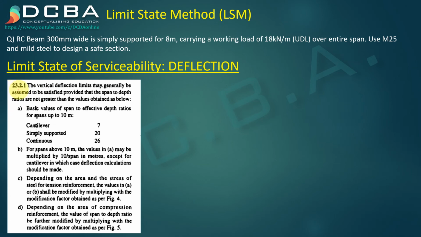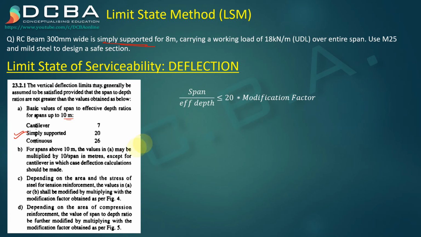It is given in clause 23.2.1 of IS 456, and what it says is the vertical deflection limits may generally be assumed to be satisfied provided that the span to depth ratios are not greater than the values obtained as below. The basic value of span to effective depth ratio for spans up to 10 meters is: if it is a cantilever it's 7, if it's simply supported it's 20, if it's continuous it's 26. Ours is a simply supported beam of 8 meter.